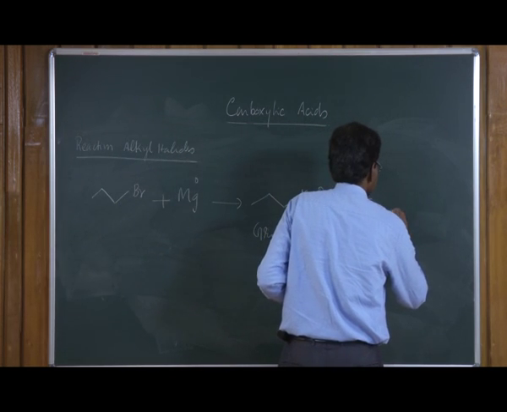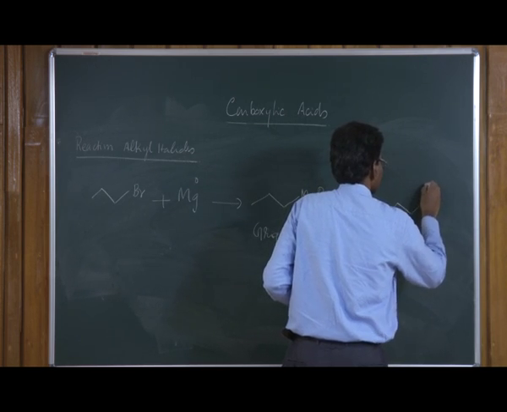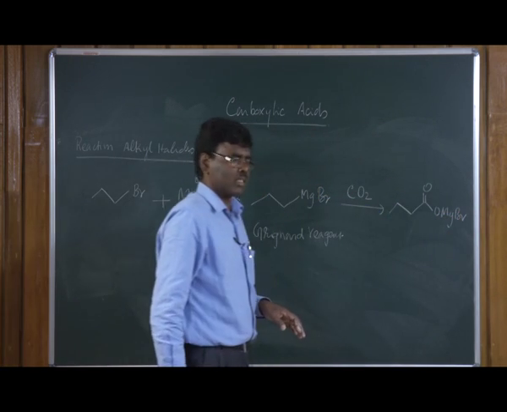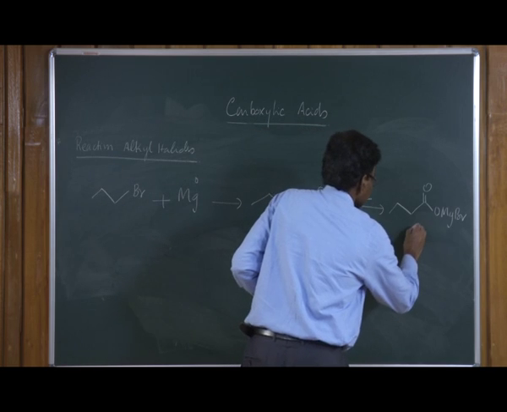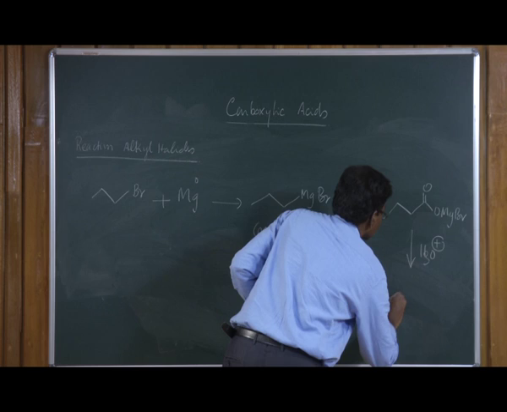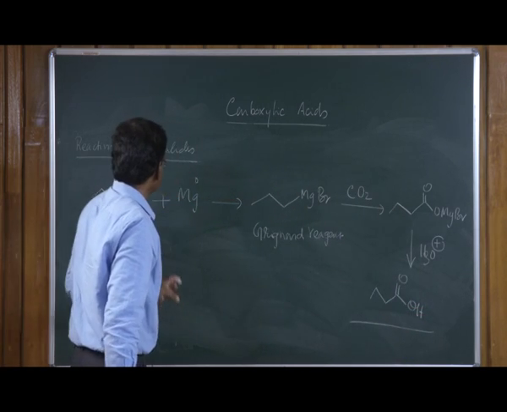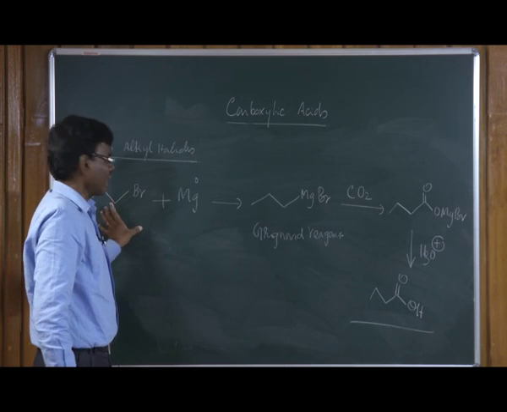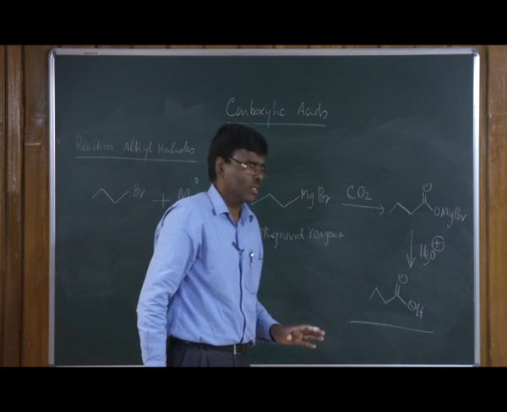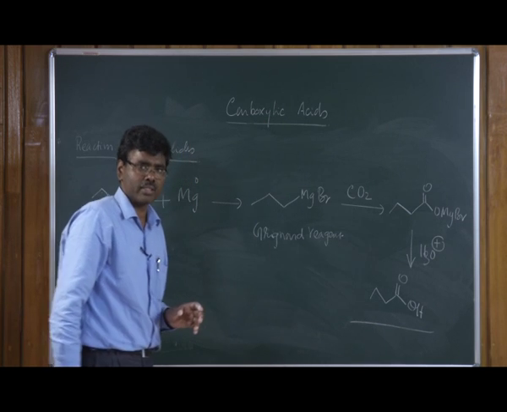Then the addition takes place to give this intermediate. Once you form this one, this can be converted into carboxylic acid. If you look at it, we have started with alkyl halide having 3 carbon atoms, we can end up with carboxylic acid having 4 carbon atoms. We add one more carbon from the carbon dioxide. This is also a very useful reaction.